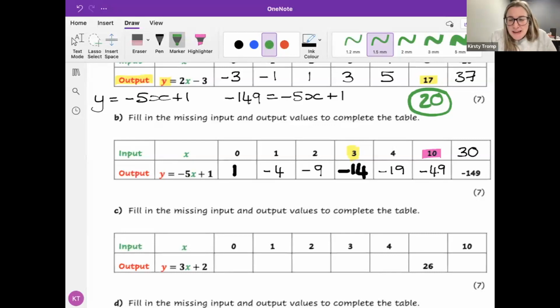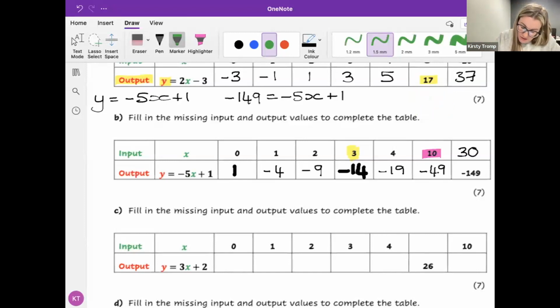Okay, so let's make x 20. So negative 5 times 20. What's negative 5 times 20 going to be? Negative 100. Good. And negative 100 plus 1? Negative 99. Good. So we know that this is not going to work. Do you agree? So we need to go bigger.